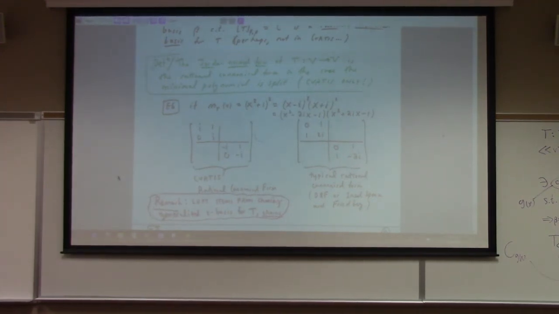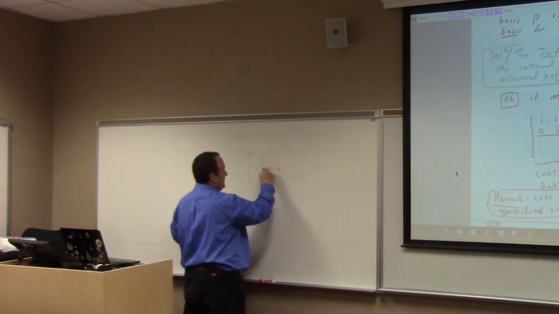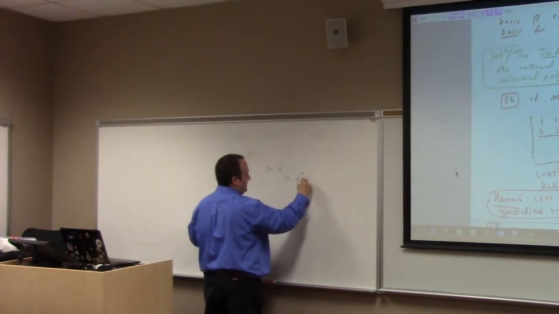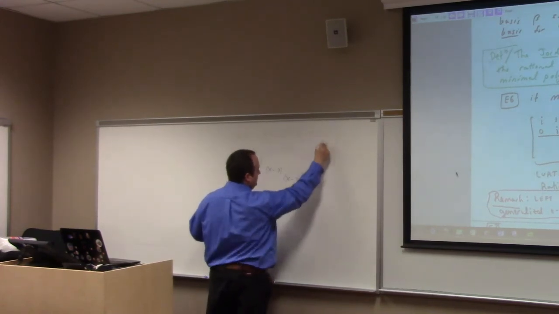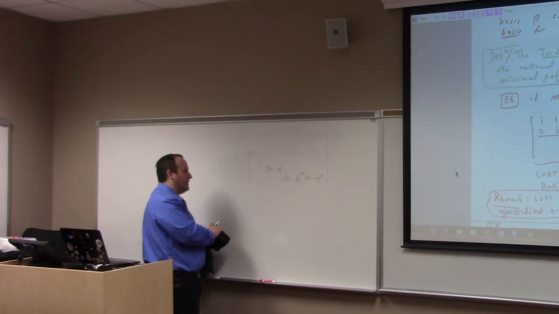So you said, all right, let's try it. If we had something like 1, 1, x minus 3, and let's suppose we had x minus 3 squared, x minus 4 squared. What would that tell you? What would you forecast the rational canonical form would be for this one?